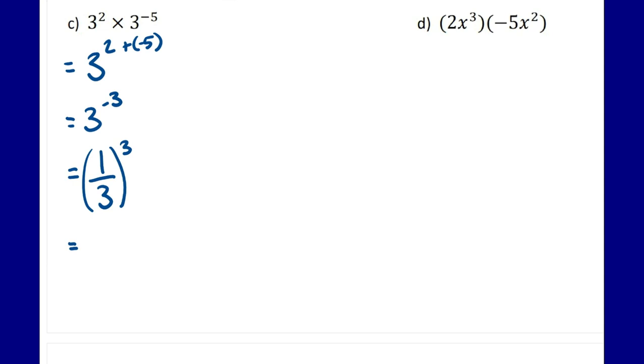The evaluated form is, okay, tell us what this actually works out to. And we said yesterday, this 3 can apply to both parts. So 1 to the power of 3 is just 1 over 3 to the power of 3, which works out to 1 over 27. So 1 over 3 to the power of 3 is my simplified form. 1 over 27 is the evaluated form.